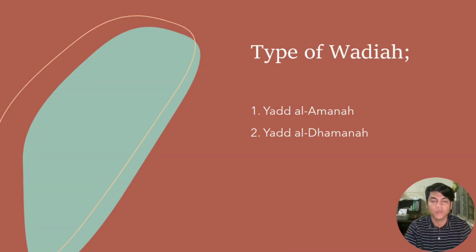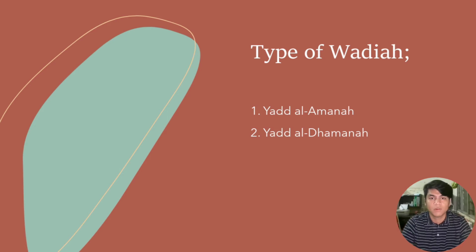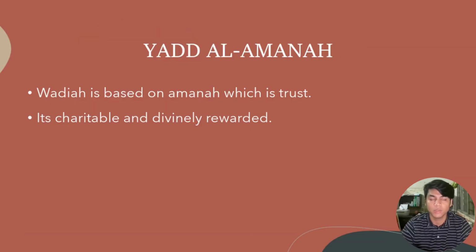In my presentation, I will tell you about two types of wadi'ah. In this subtopic, there are two types of wadi'ah. Number one is al-amanah, and the last one is al-damana. Firstly, I'm going to tell about yad al-amanah. This wadi'ah is based on amanah. In Islam, it is called a trust. And this wadi'ah yad al-amanah is charitable and divinely rewarded.